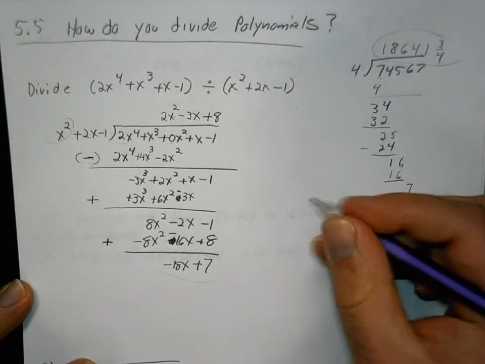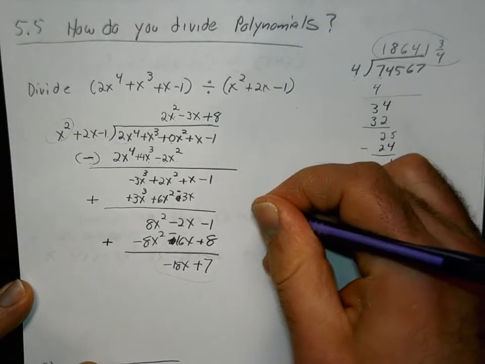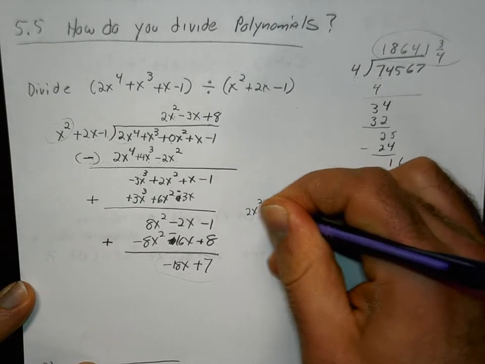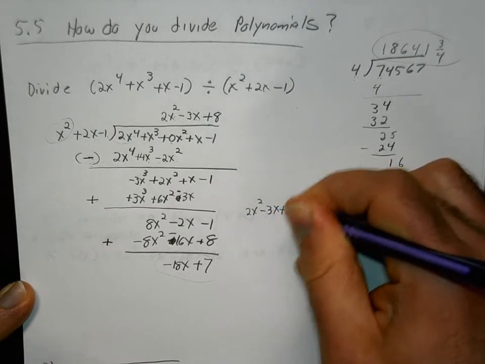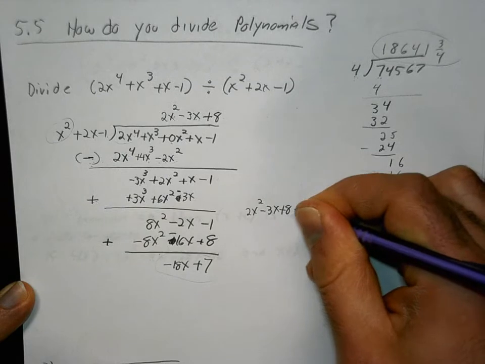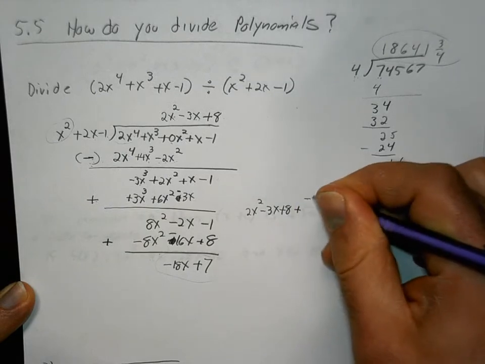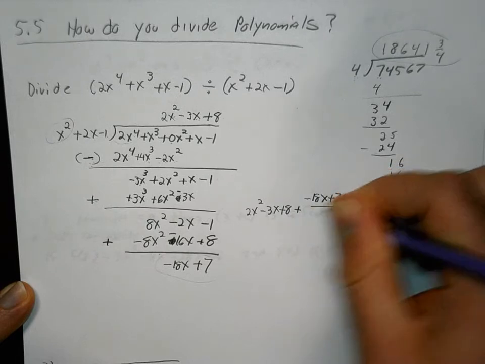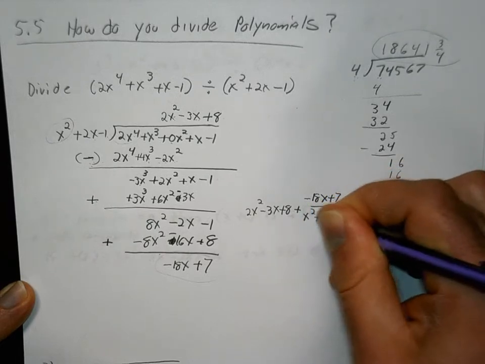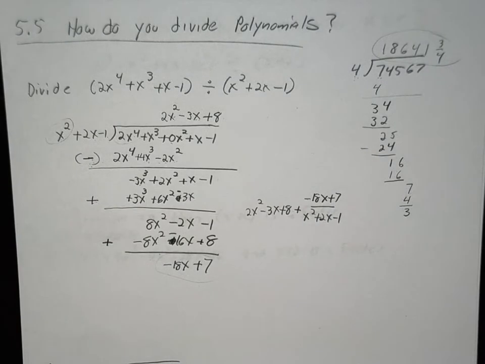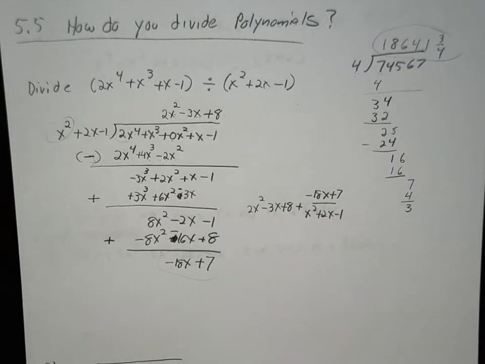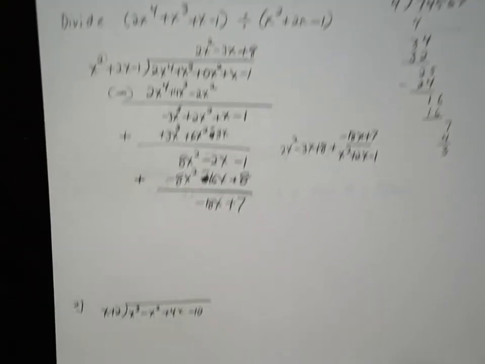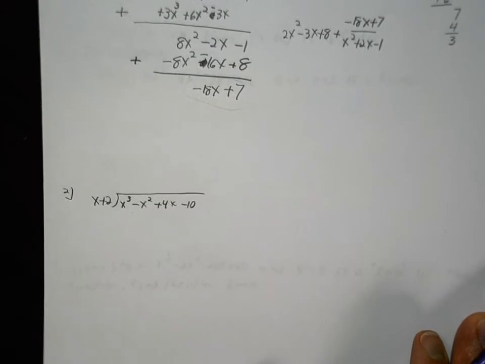So my solution to this whole thing, I can write it like this. 2x squared minus 3x plus 8 plus a remainder of negative 18x plus 7 over x squared plus 2x minus 1. That's my solution. Okay? So that's how I would do polynomial long division on that. Kind of a long process. Let's try one more. Okay?